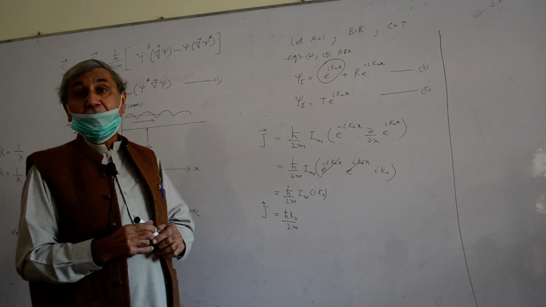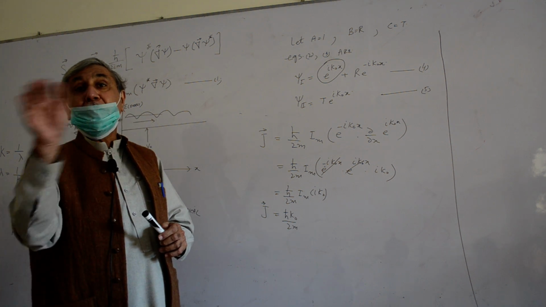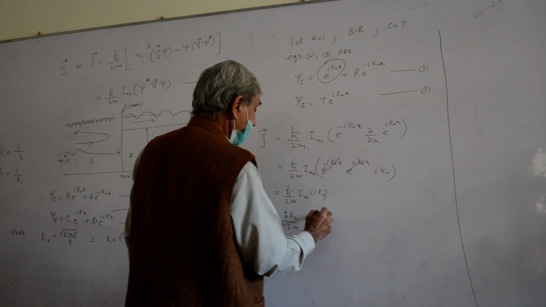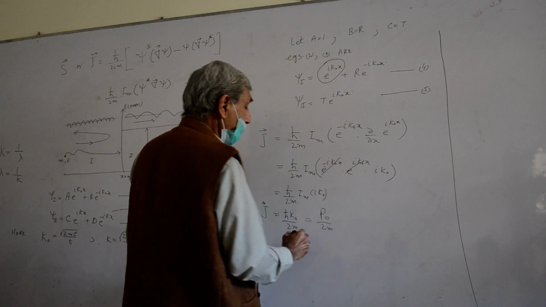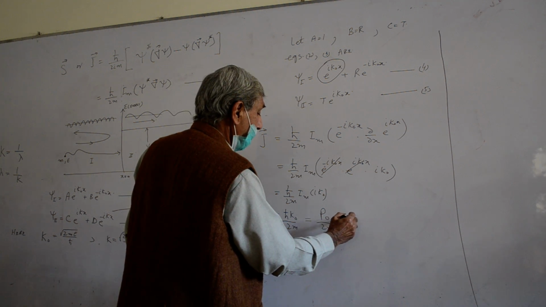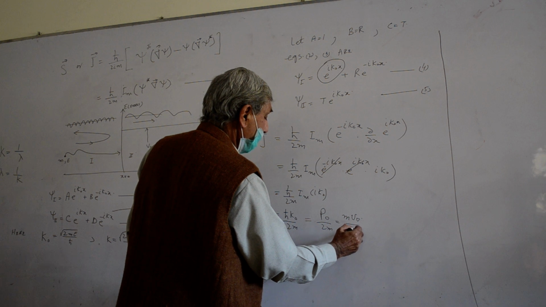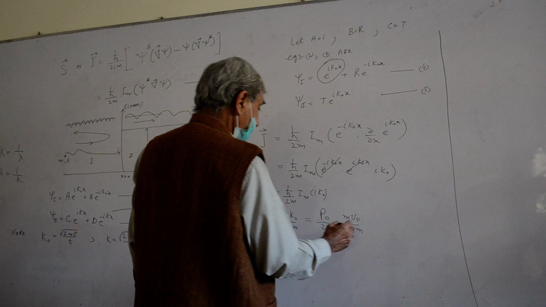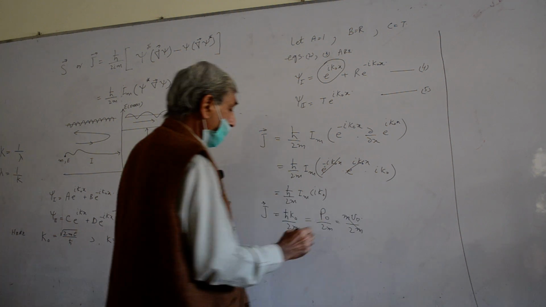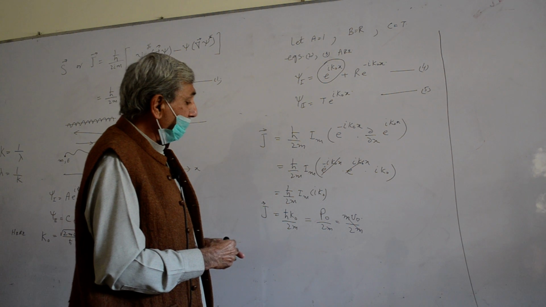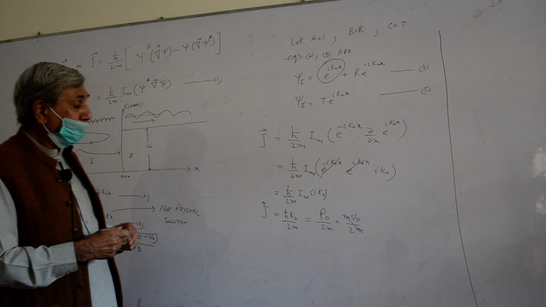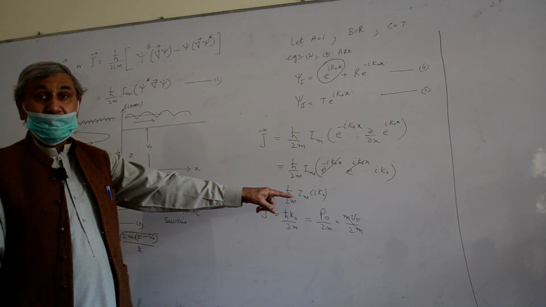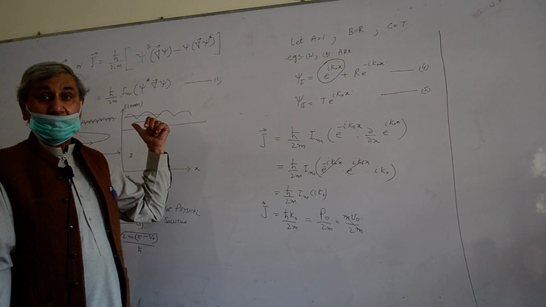Now, you know, the de Broglie hypothesis says momentum is h bar k. So that is p naught over 2m. p naught is mass of the particle times speed, and that is over 2m, and the m cancels. So this means that it is moving with a probability current which is half of the velocity of the particle on that side.